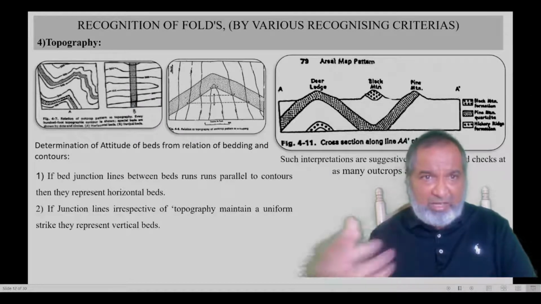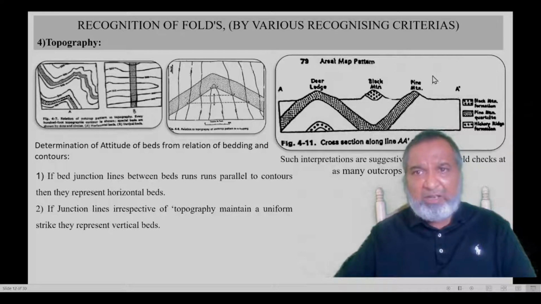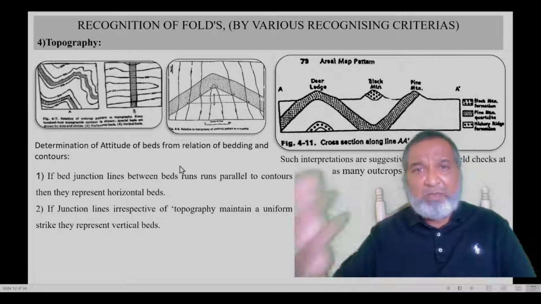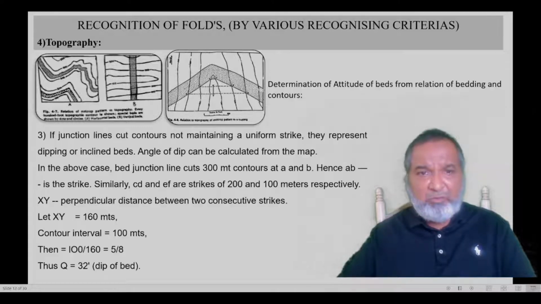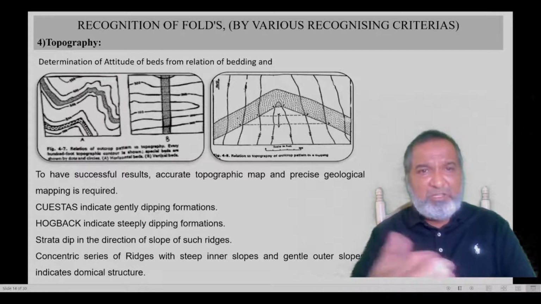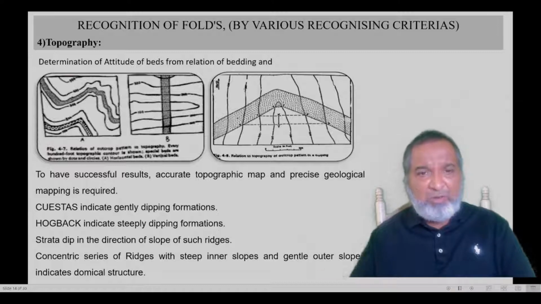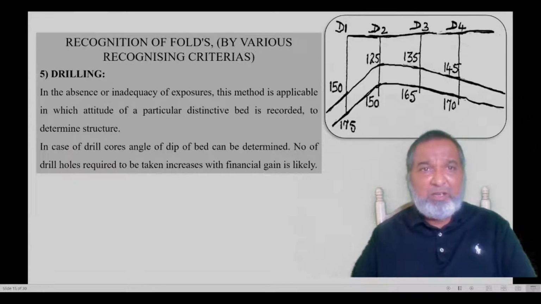Then this is again a map where you can have the topographical map. We can take the section and try to reconstruct what will be the pattern which we are going to get from that topography map. The similar one, how you are going to calculate. The simple part is that not much is required. Cuestas indicate the general dipping of formation. Hogback indicates what observation we are going to have from this particular map.